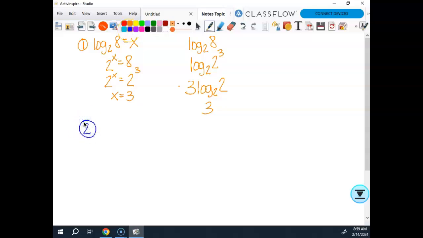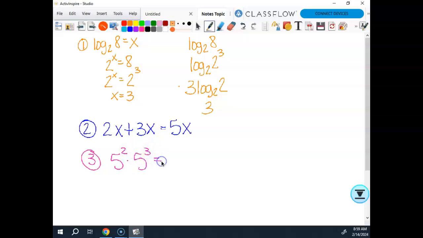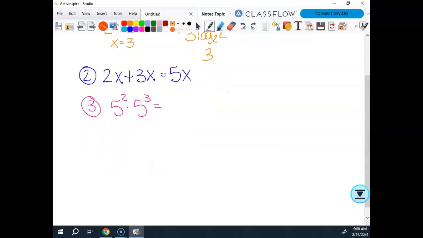The next one on there was 2x plus 3x. What is 2x plus 3x? 5x. It's not a trick question. But sometimes the simple things we do weird stuff on, right? All right, then the third one that they mention is 5 squared times 5 cubed. What does that give me? 5 to the what? To the 5th. Because when we multiply things with the same bases, we add the exponents, right? It is not 5 to the 6th, it is 5 to the 5th.